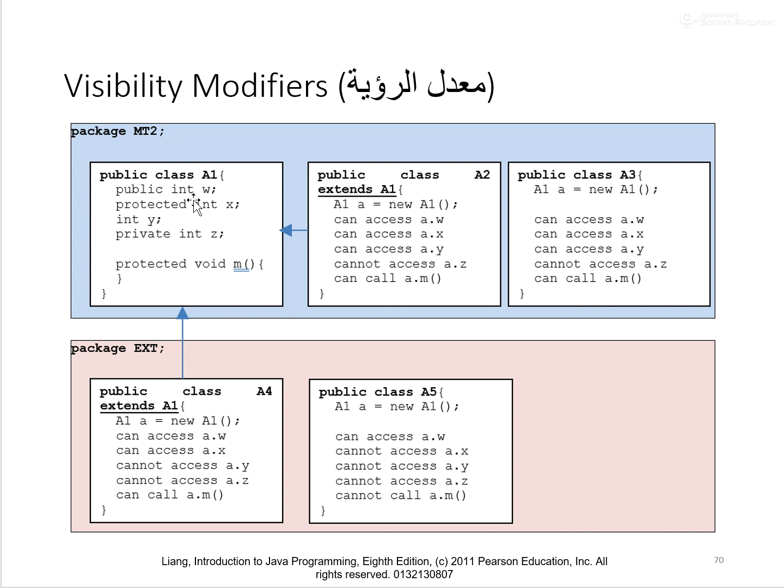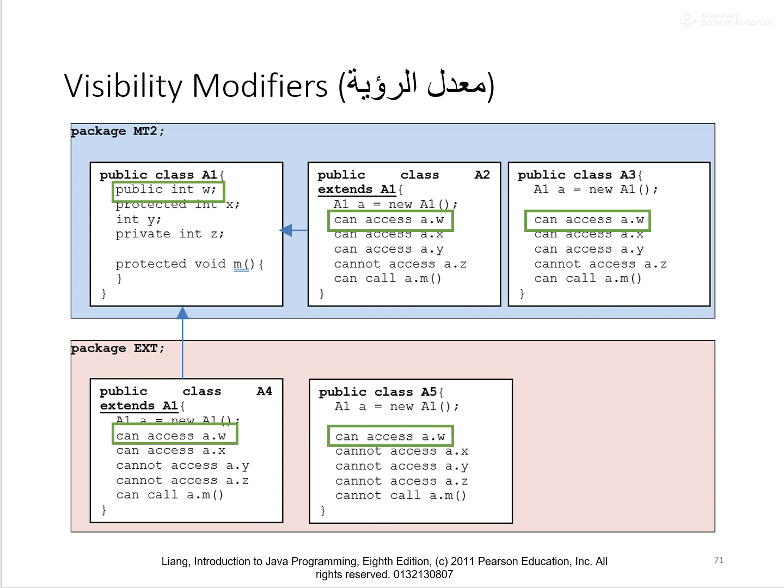Okay, and besides that, in the same package MT2, we have a class A2, which is a subclass of A1. You see that because of this arrow over here. And we have another class, A3, which is not a subclass of A1. So this is a class that's in the same package as A1, but it's not inheriting anything from A1. It's not its subclass or superclass. No relationship. Then in the second package EXT, we have two classes. One is class A4, which, as you can see, is a subclass of A1. And then class A5, also in the other package EXT, does not have any relationship with A1. It's not a subclass. Okay.